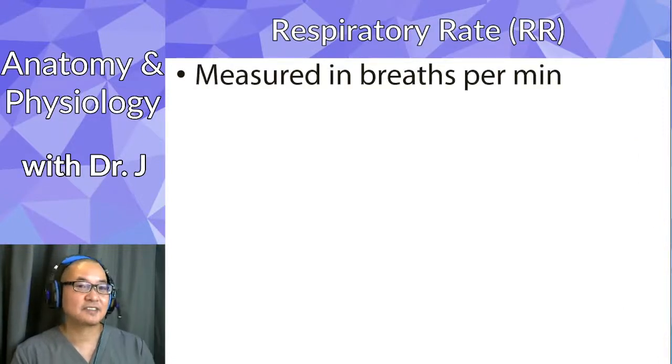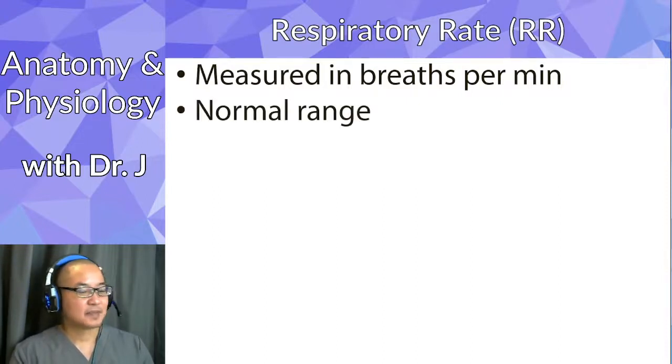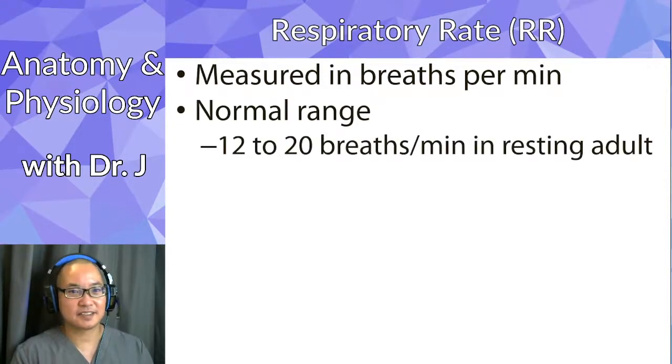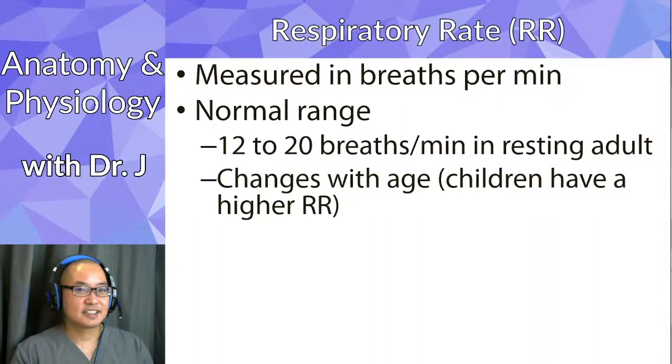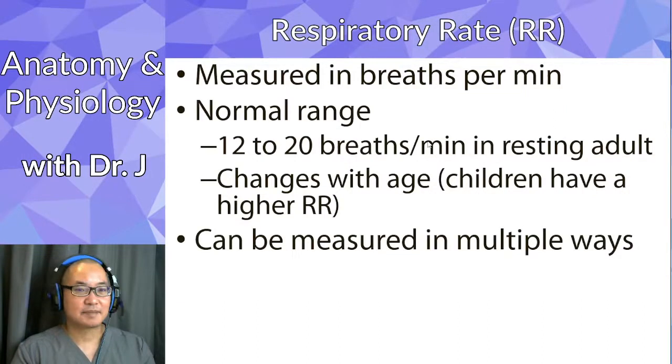You don't necessarily need to use spirometry. You can measure respiratory rate by just looking at someone lying in bed and seeing their chest rise and fall. You can time it and count how many breaths per interval of 15 seconds, multiplied by 4. The normal range of respiratory rate, because all vital signs have a normal range as well, that we'll use for this class is 12 to 20 breaths per minute in a resting, healthy adult. It does change with age, so children generally have a higher respiratory rate, but again, this is not a pediatrics course. And it can be measured multiple ways.